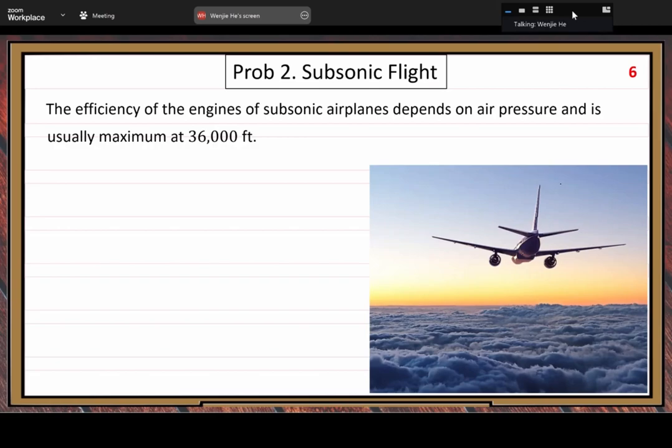Is usually maximum. So this means this airplane, the maximum height it can fly is this much. The maximum height. This plane. Then air pressure at the maximum should be the smallest, right? Because the higher, then the air pressure lower, right? Air pressure lower, then the efficiency also lower, right? Because it depends on the air pressure.